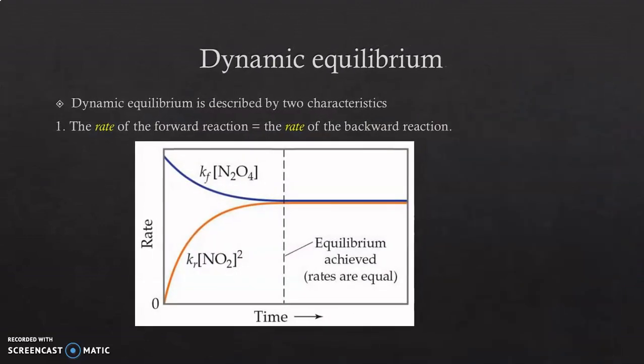Right. Now, dynamic equilibrium is described by two characteristics. Number one, at dynamic equilibrium, the rate of the forward reaction is equal to the rate of the backward reaction. We can see here that the blue line and the orange line are meeting at the same level here. So it's showing us that the rates are equal. The rate of the forward and backward reactions are equal. So that's one characteristic of dynamic equilibrium.